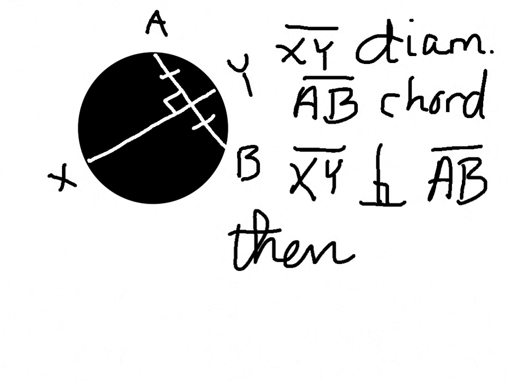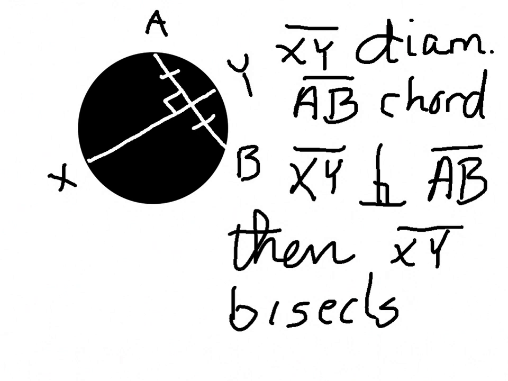So the rest of the theorem, the way you want to say that is, if a diameter is perpendicular to a chord, then the diameter bisects the chord. And that's the theorem.